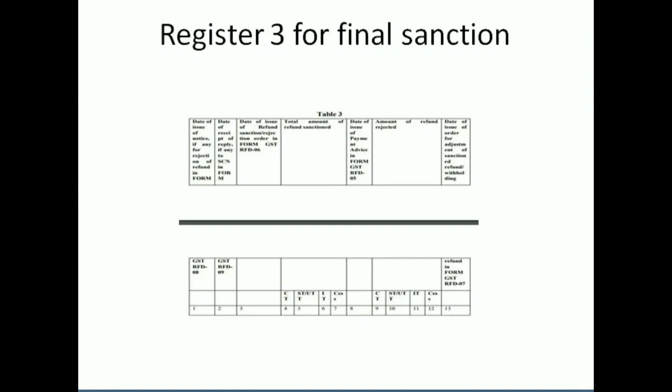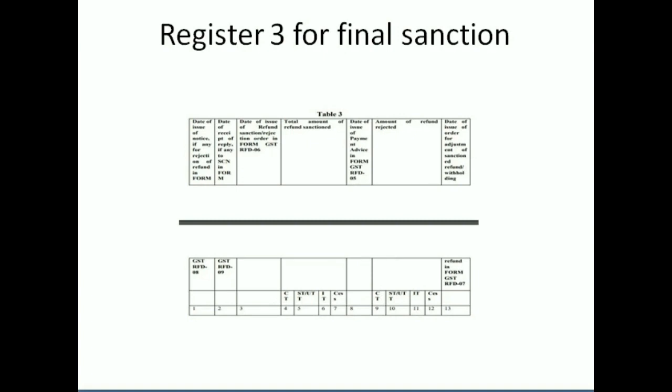So the major timelines are: within 15 days we have to issue an acknowledgement in RFD-02, and within 7 days from the issuance of the acknowledgement we have to sanction 90%. Once it is sanctioned, within 7 days we have to send that sanction letter to the state GST authorities, in case the claim is for SGST and the application is filed before CGST authorities. Finally, the claim has to be sanctioned within 60 days. Once it is sanctioned, again we have to forward it to the SGST or CGST authorities as the claim is for SGST or CGST.